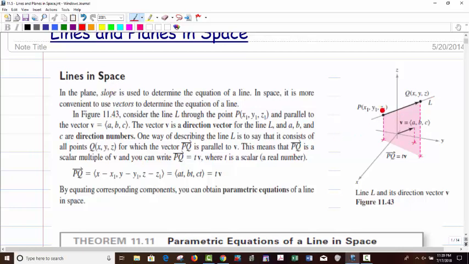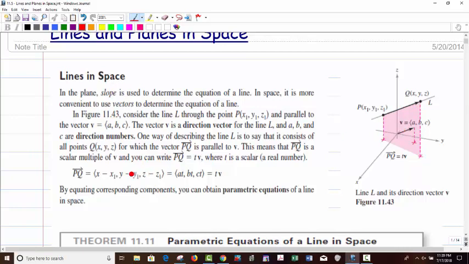And of course, the line keeps running on forever and ever, essentially. So the A, B, and C are called the direction numbers representing that vector. So it's all points through that Q where vector PQ is parallel to v, and that means PQ is a scalar multiple of v.